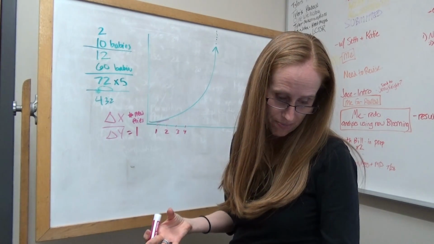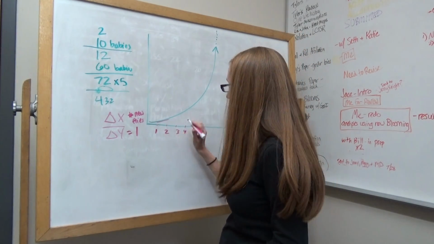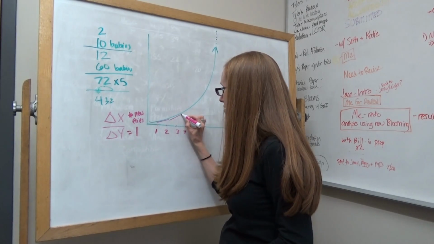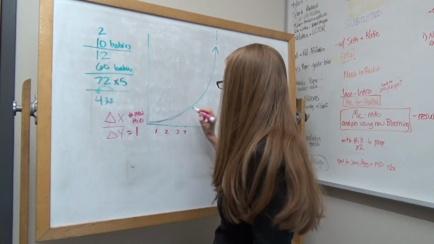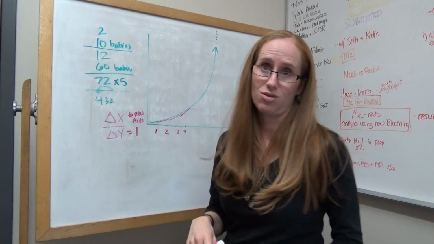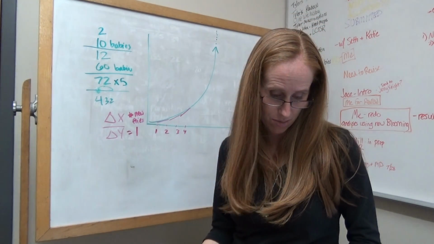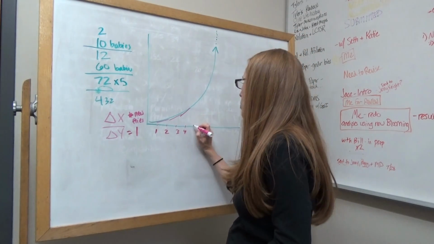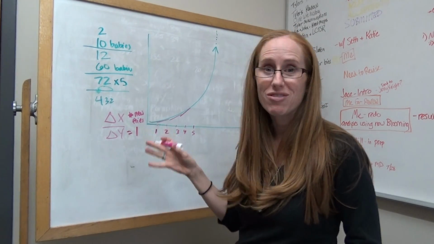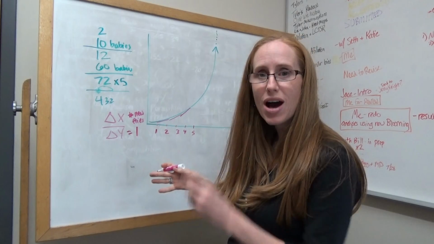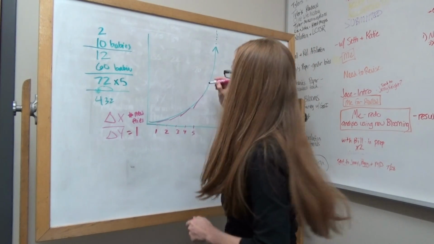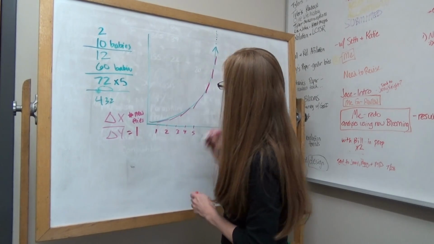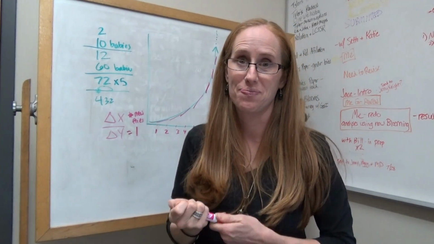And then the next one, between week 2 and week 3, they're getting 60 new flies in 1 week's time. Between week 3 and week 4, they're getting 360 new flies in 1 week's time. Between week 4 and week 5, they're getting 2,160 new flies in 1 week's time. And so you can see that gradually the slopes are getting steeper and steeper, okay?